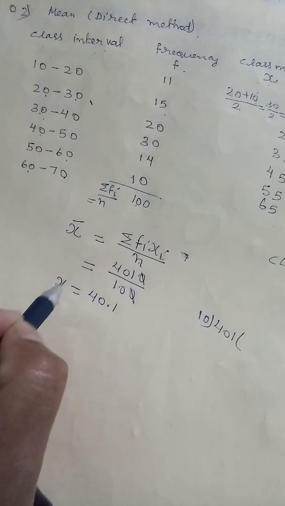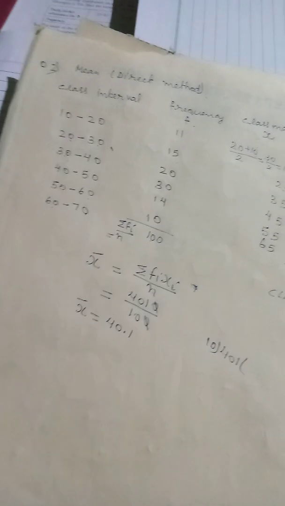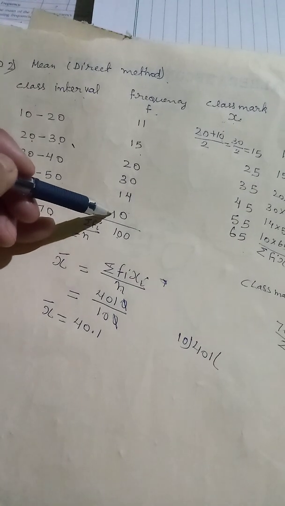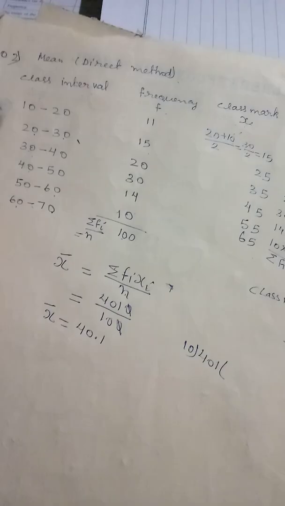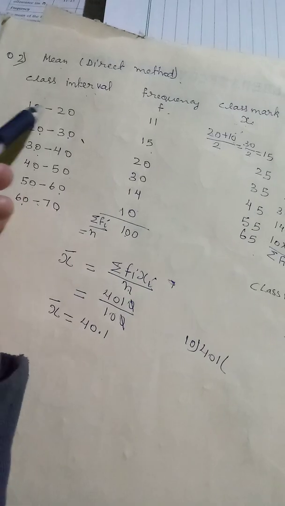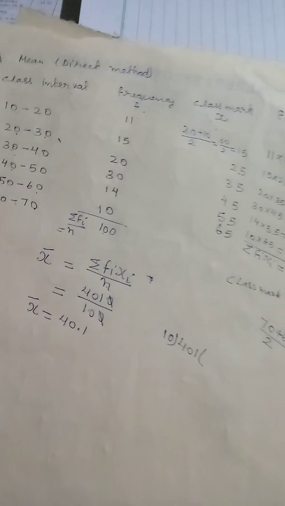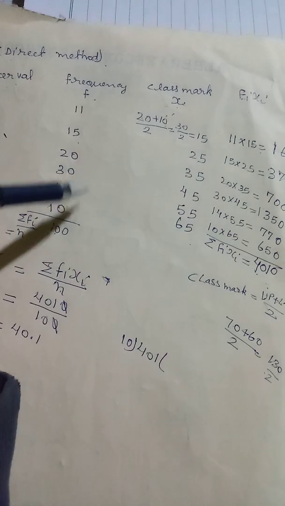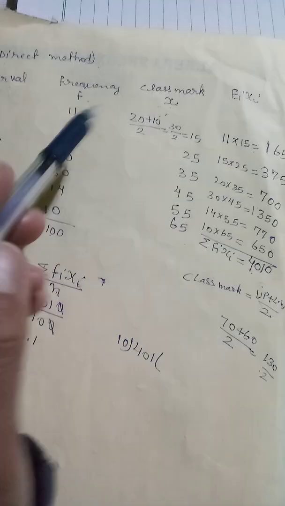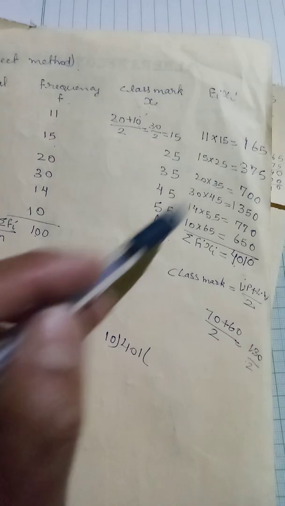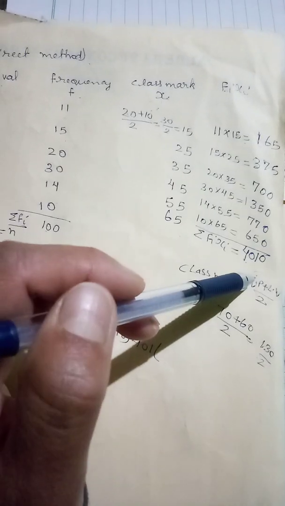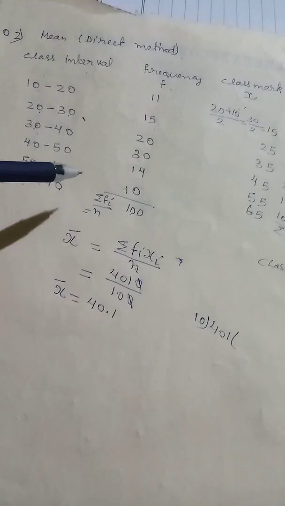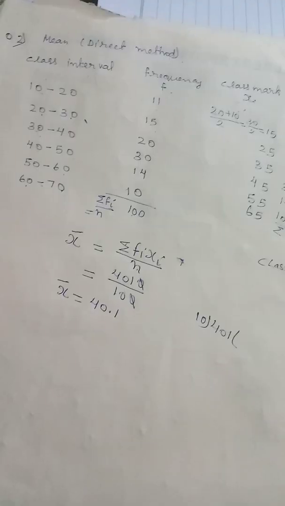So I hope you understand. You can try other similar questions the same way. Remember, class interval will be given from the question. Frequency will be given from the question. Class mark, you have to calculate from the class interval: add these 2, divide by 2 for all. Then for Fi Xi, you have to multiply the frequency with the class mark. After that, you multiply each and every value and write it there. Then you add the total here. Add the total of frequency. Then you use the formula. This is the direct method to find mean.